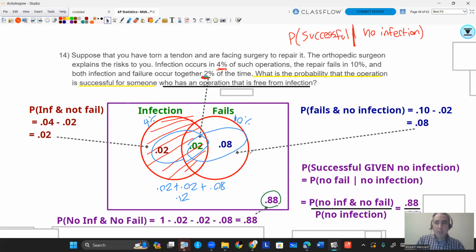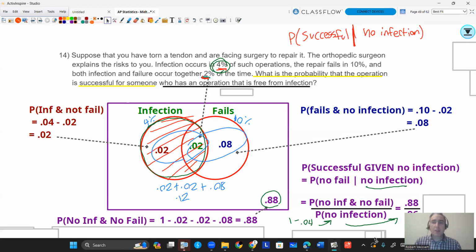Now, because this is a conditional, we have to say, given no infection, we have to find out what is the percent of no infection. So let's think about what the percent of infection is. We're given that. The percent of infection is 4%. So everything else is no infection. 1 minus 0.04 is no infection. Well, what's that going to be? That's going to be 0.96.